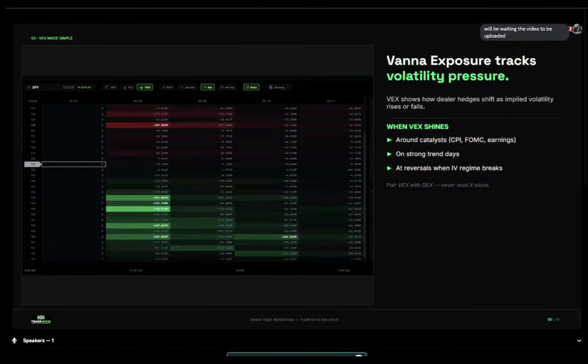But here's the rule: you never want to read VEX alone. Vanna exposure is very, very powerful, but it needs to be paired with GEX. They need to tango. So you have the price action and the current chart structure. GEX is going to give us the key levels, and then VEX is going to help us understand how volatility may impact those levels. Does that make sense?